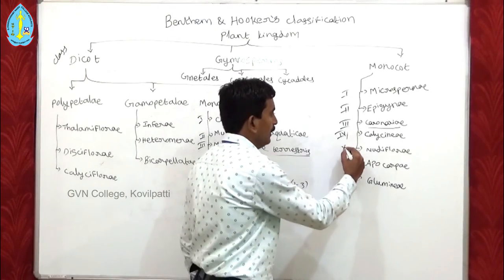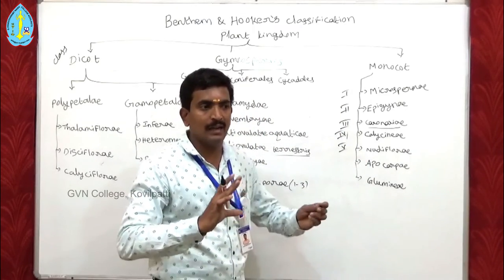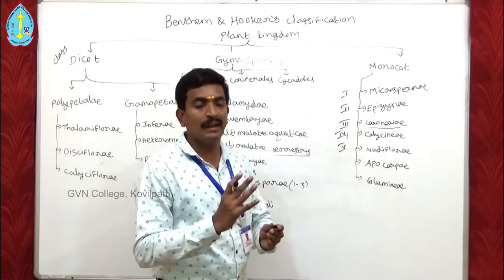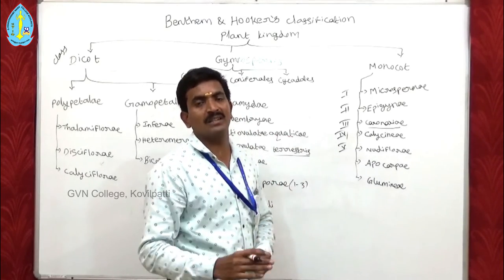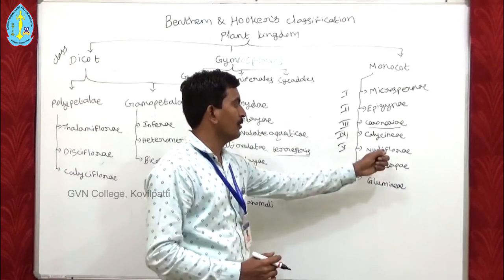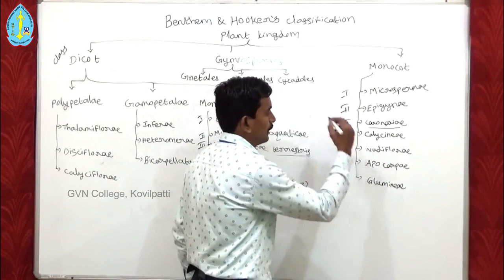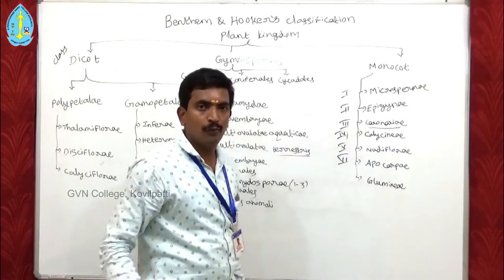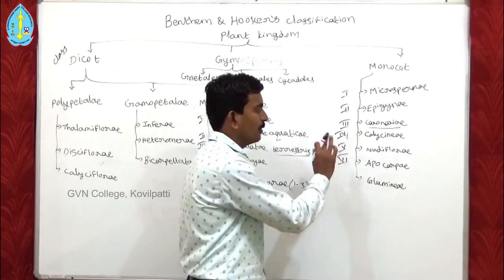And the fifth series is Nudiflorae. Nudiflorae means it does not contain a perianth. It's naked. The calyx and corolla are not present, not differentiated. That is called Nudiflorae. And Apocarpae is the sixth series. The flower which contains three carpels comes under the series Apocarpae.